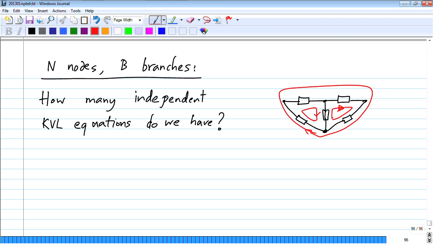Now some of you have given answers, and the answer seems to depend only on the number of nodes, and that's a little strange because you would think that the number of loops also would depend on the number of branches. Okay, because if you don't have a branch, then you cannot form a loop. Now I'm not talking about this specific circuit. If you have a circuit with n nodes and b branches, how many independent KVL equations would we have? That's the question.